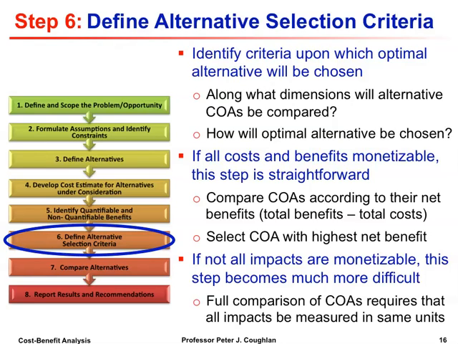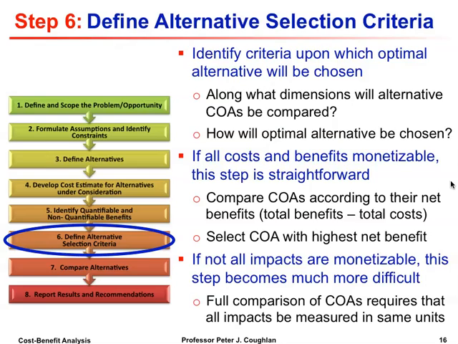Well, to this point in the course, we've talked about things that are either directly or indirectly monetizable. And in fact, if all costs and benefits are monetizable, this is definitely straightforward. If everything's in money terms, you simply compare courses of action according to their net benefits, which is total benefits minus total costs. And you select the course of action with the highest net benefit.